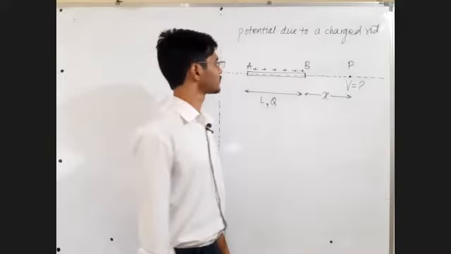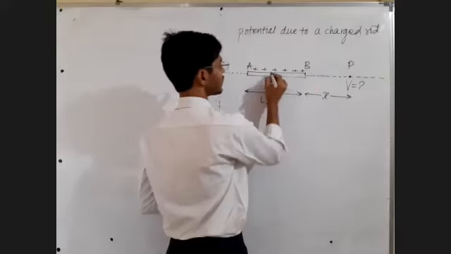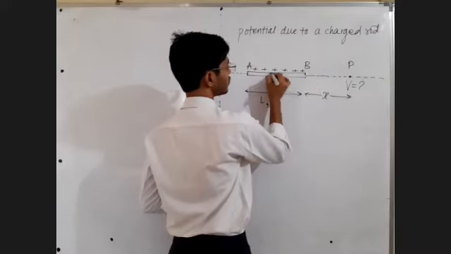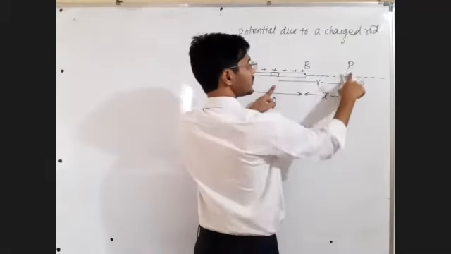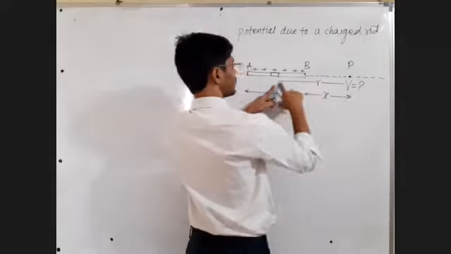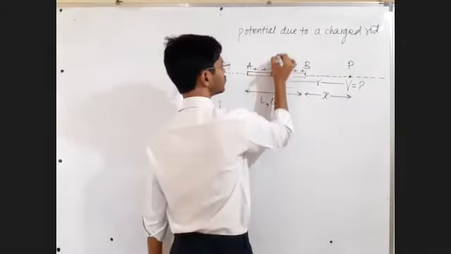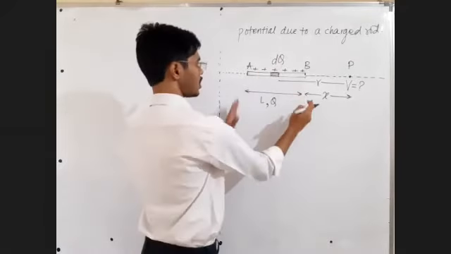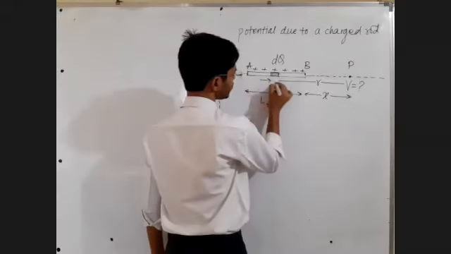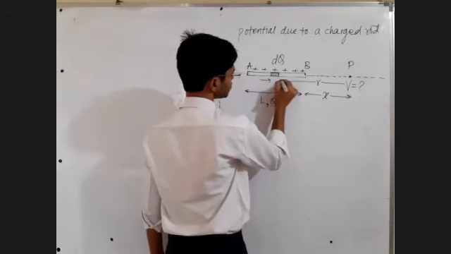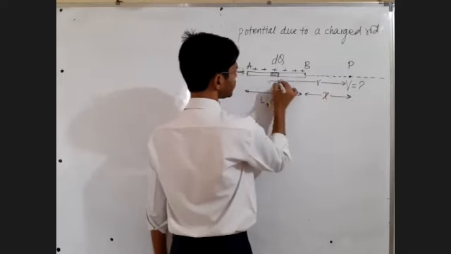Okay, sir. So what we can do, we can take any general point object in this rod, which is located at a distance equal to small r from the given point. So this is our very small charge dq. Total charge is capital Q. This is very small charge dq. Its length is very small. Let me draw it properly. Its very small length is dr.